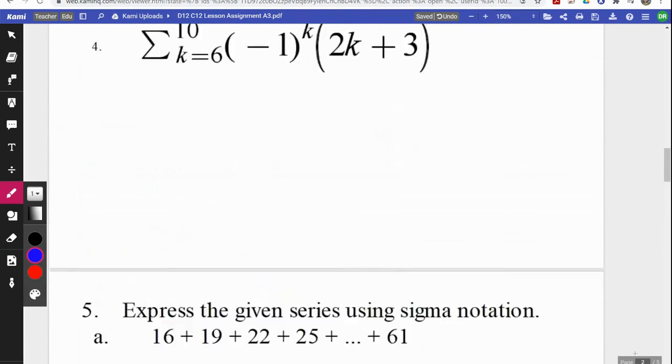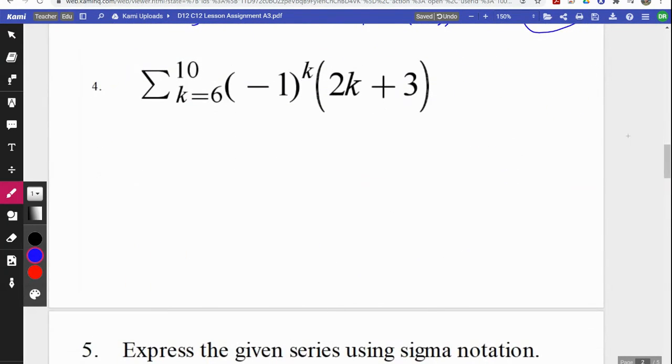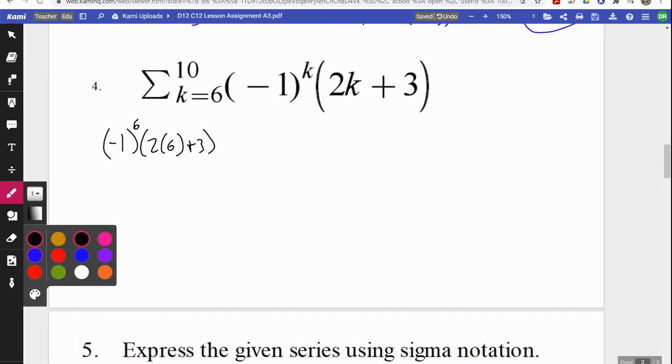A couple more examples. All right, sigma notation again, starting at 6, going up to 10, negative 1 to the n, times 2n plus 3. Something interesting is going to happen here. Negative 1 to the 6th, times 2 times 6 plus 3. All right. That's just one term right there. So I'll color code the next term, I guess. Plus, summation is always adding.